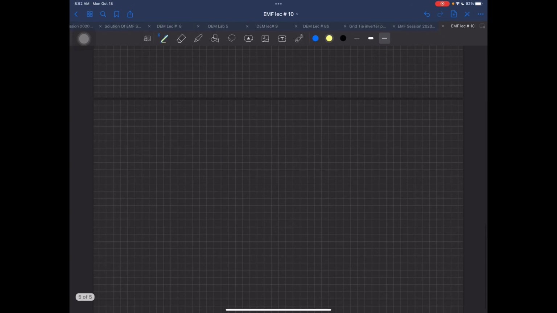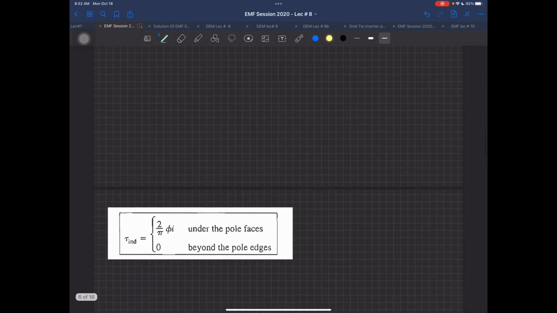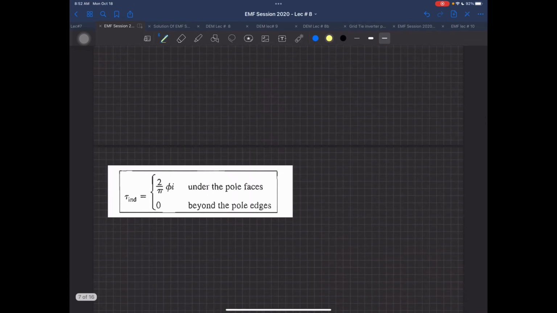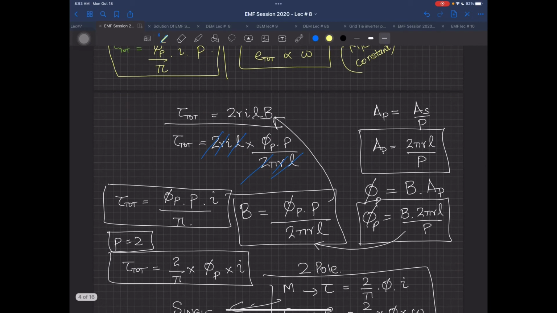Okay, now the next thing over here, I am more interested in the torque. If you remember your torque expression which we derived over there, it was 2 by pi into phi into I_A, and we did this based on the assumption that the total torque was equal to phi P into I divided by pi. This was the total torque for a coil or a loop.